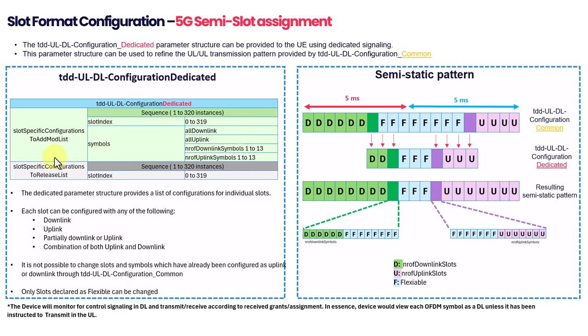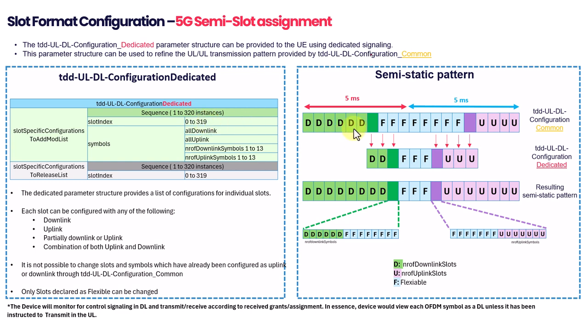As you can see, this is called the slot specific configuration to add to mod list. You have a slot index, which explains the number of slots we require to change. Here it shows up to 320, because we can have 320 slots when speaking about the higher SCS of 120, 240 and so on. But currently it is fixed to 80 slots only, which is up to 60 kilohertz as I remember, or 120. So the slot index tells you which slot needs to be configured.